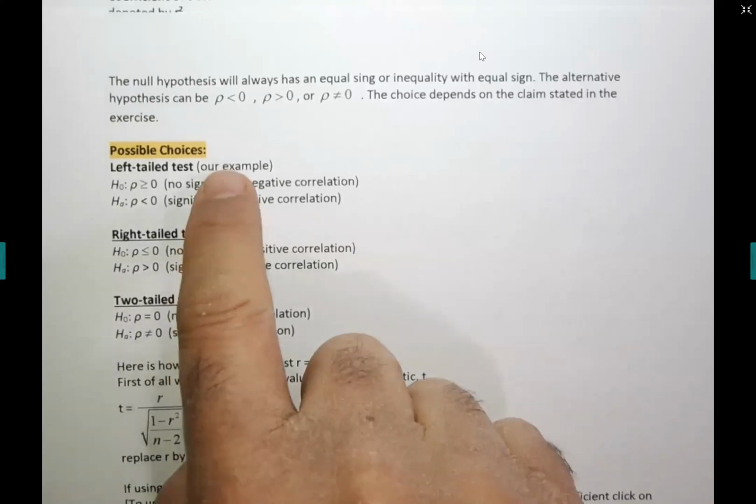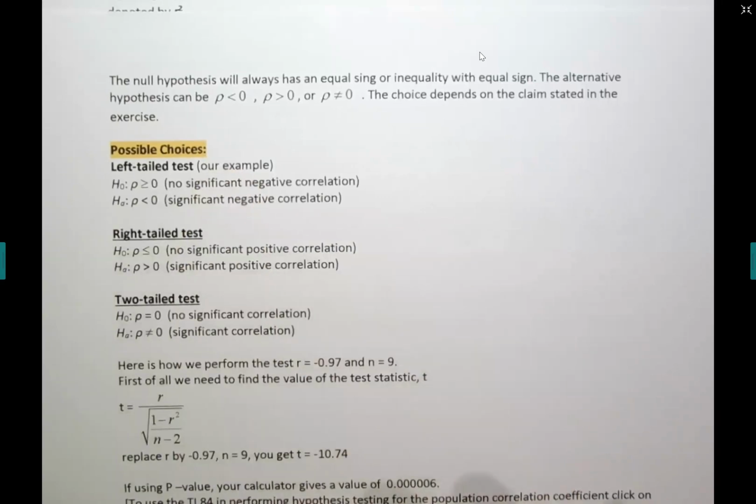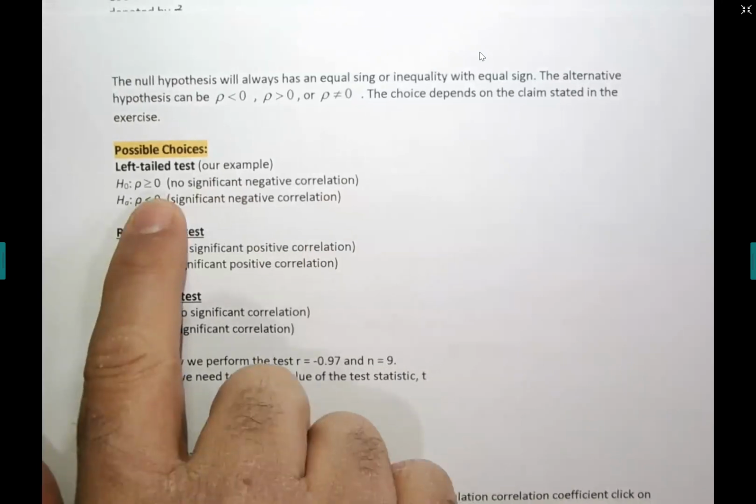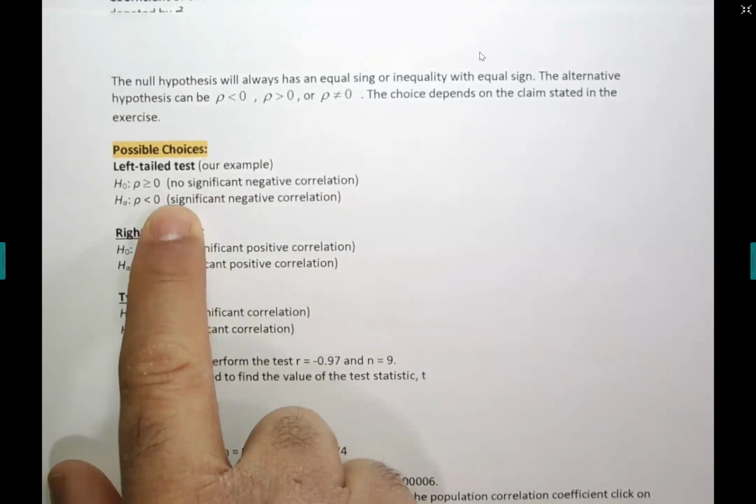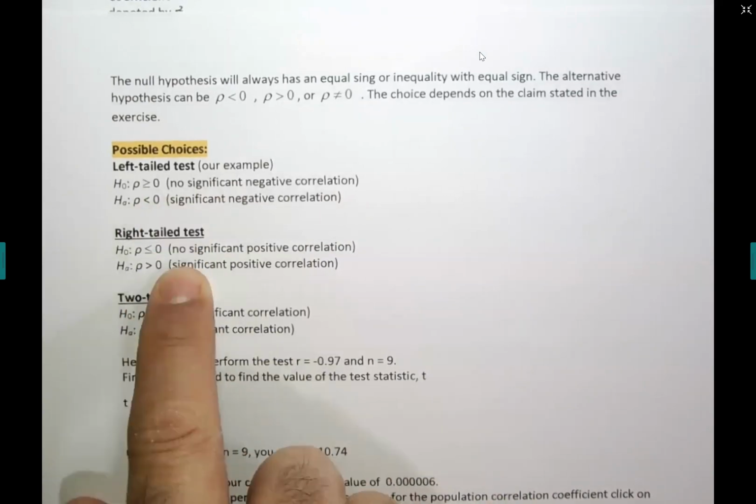Okay, as I told you, the possible choices, guys. I don't want you to think this is the solution of the question. I'm trying to explain the lesson here. You could have this, which is in our case here, test for negative correlation, positive correlation, and correlation here.